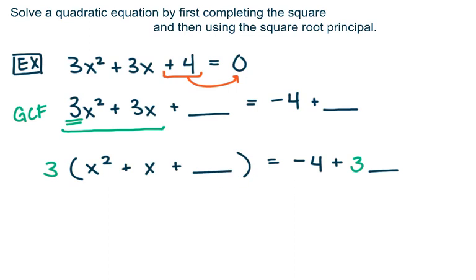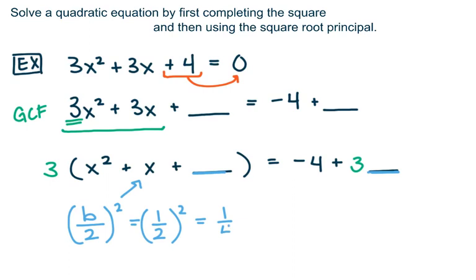Okay, so now let's talk about determining the number that goes in this space. Well, what we do is we look at b, and we're going to take b, divide it by 2, and then square it. In this case, the coefficient on my linear term, or the b value, is 1. So this is the same as (1/2) squared, which is 1/4.